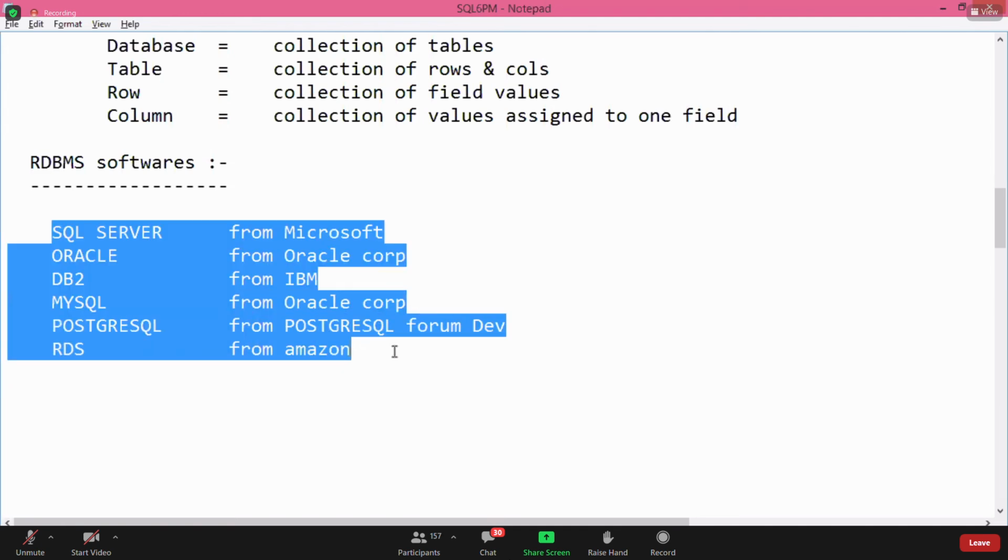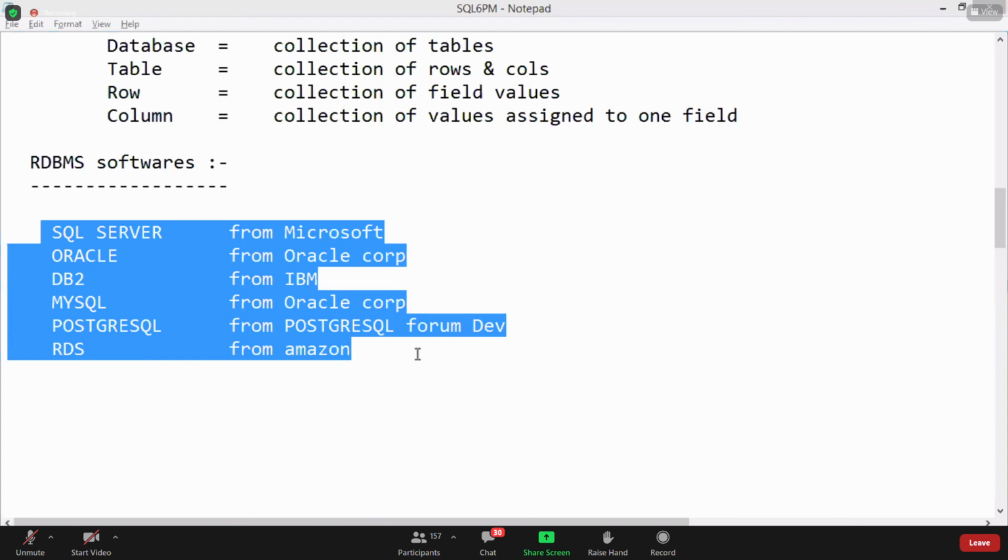Differences will be there, but only about 15% differences, not many. Only a few differences will be there. So 80 to 85% is the same. Development is the same.